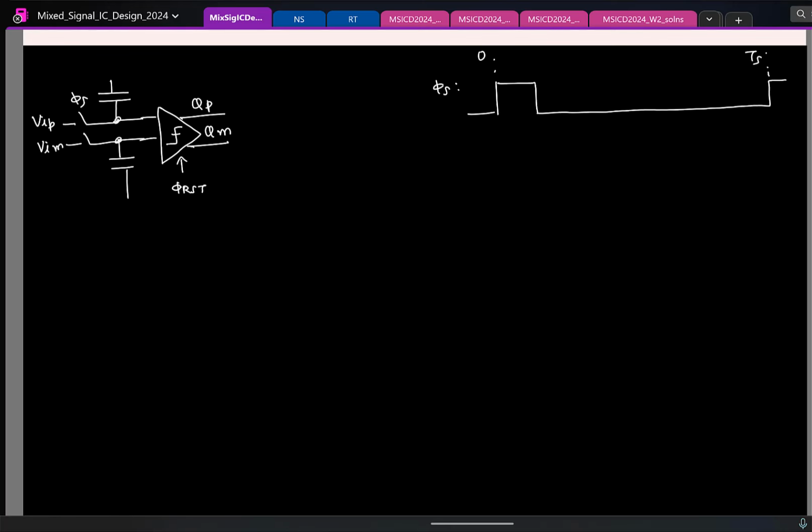So, which means what clock can I feed for phi reset now? When this clock is high, I should reset the outputs. When this clock is low, I should start the comparison. So what can I use for phi reset now? Same as? Yes. Phi s. Okay. When this is high, I'm resetting. This is low, I'll start the comparison. Right? So let's say I'll call this phi s as of now. So even the phi reset clock will look the same.